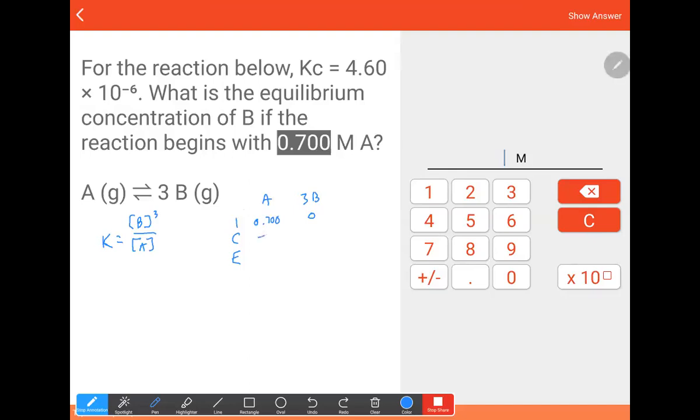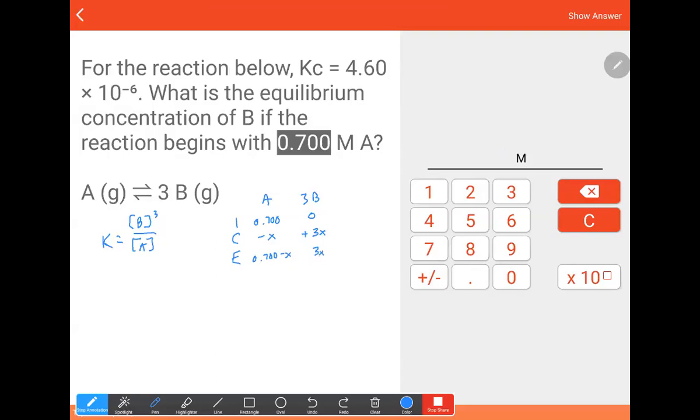So we're going to minus x, we're going to plus 3x, don't forget that 3, because it's a 1 to 3 molar ratio. So every x this goes down, this goes up 3x. So over here we have 0.700 minus x, and over here we have 3x.